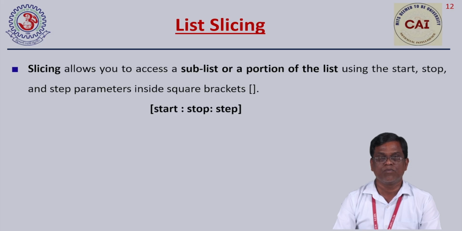Next, we'll move on to the next operation that we can do on a list, which is slicing. Slicing allows us to access a portion of a list, or a sublist, from the given complete list of elements. If you want to access only a portion or sublist of values from the given list, then I can use this slicing operation.